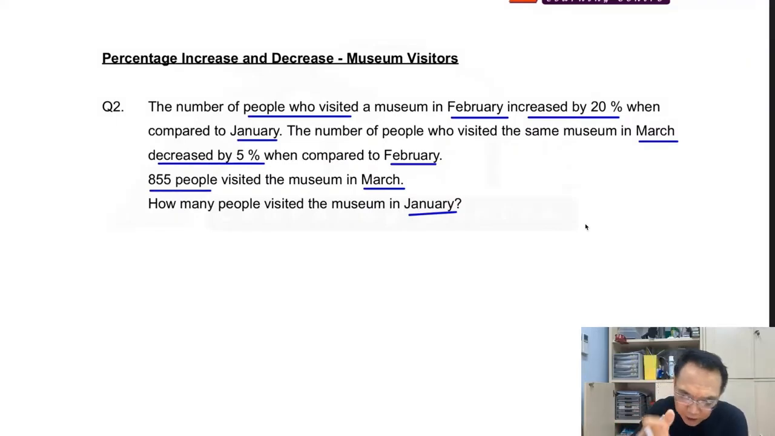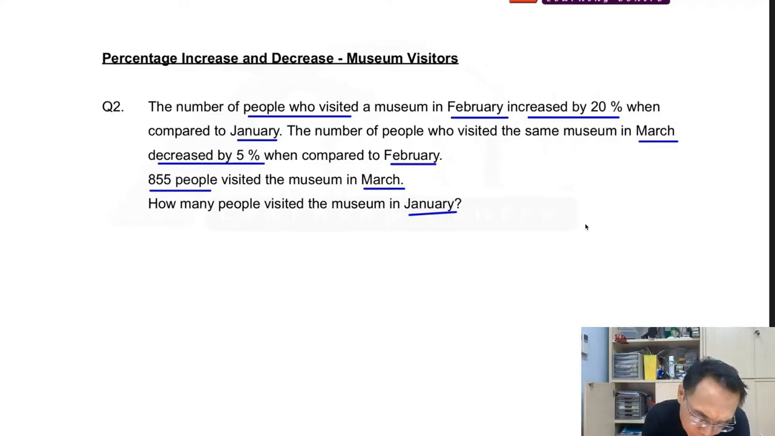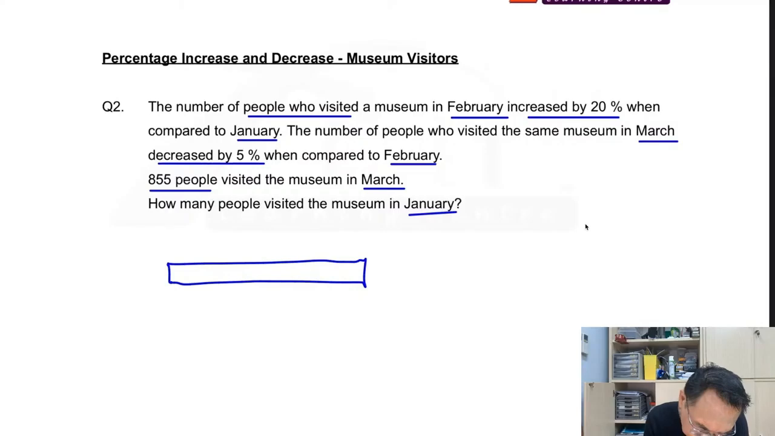So a question may not have to be January, February, March. It could be something else. And you won't realize that January must come before February, but you still use this rule. So the first source of comparison. Because of that, I am going to take January as my starting point.